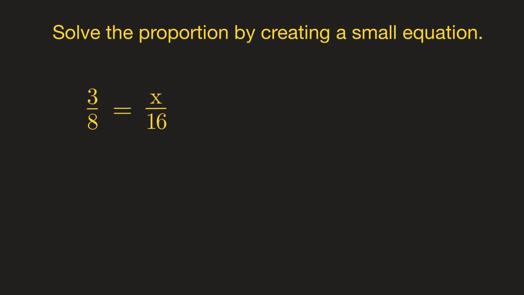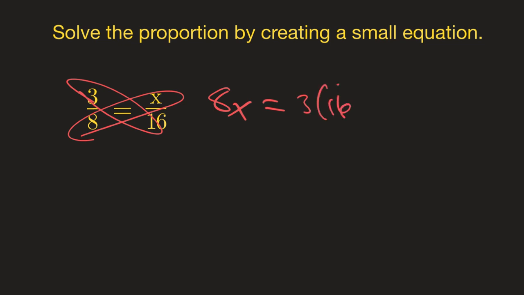So right here, and again, it doesn't matter which one you do first. I'm going to go 8 times x first. 8 times x is 8x. That is going to be equal to the other cross product of 3 times 16. So again, remember, we are creating a very small equation here. 8 times x is 8x. That's going to be equal to 3 times 16. What is 3 times 16? Thank you. 48.